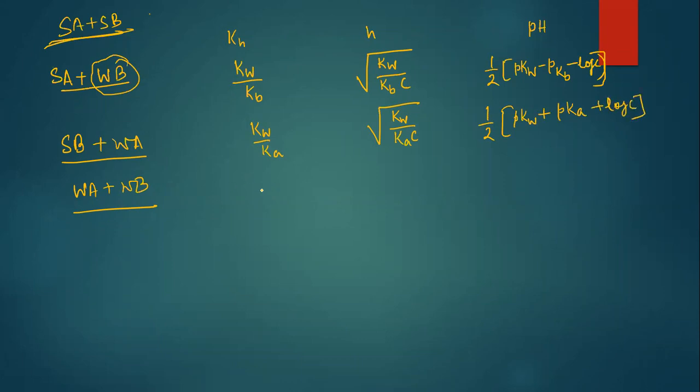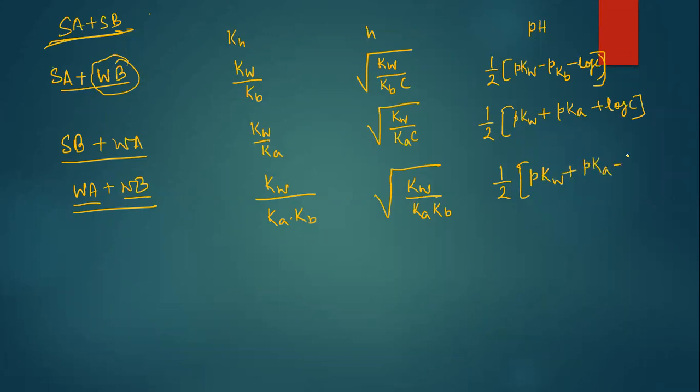Okay. Next is this one. This depends on both base and acid. So this will be Kw by Ka into Kb. This one will be root over Kw by Ka Kb. It doesn't depend on the concentration. Okay. Next, this one. Again, it doesn't depend on the concentration. pKw remains as it is, pKa minus pKb.